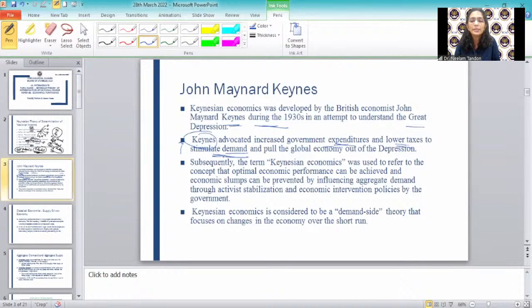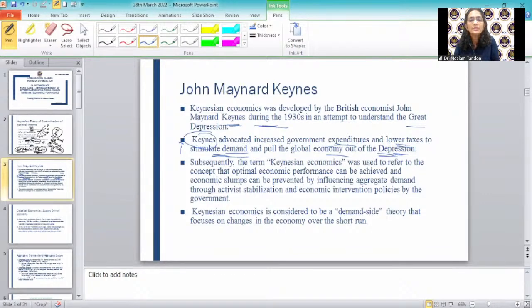So this demand is overall demand in the economy. That is created by government if things are not going in a proper manner, and then to pull the global economy out of depression. Depression means a very high level of unemployment. Aggregate demand is very low. People are hesitant to spend money. Corporates are hesitant to invest. That is known as depression, which happened in 1930. So all bad here, all negative.